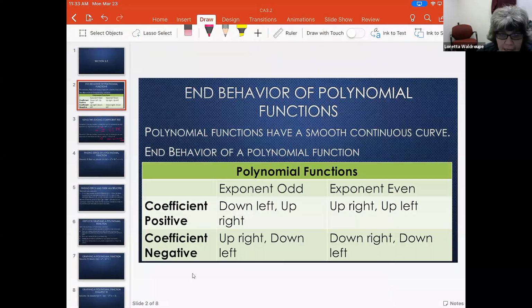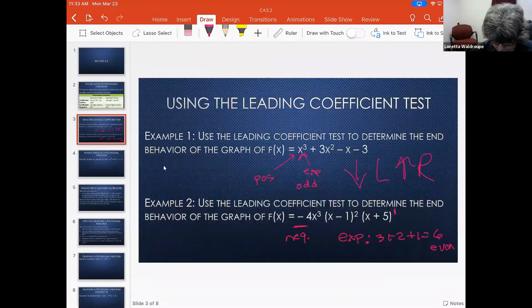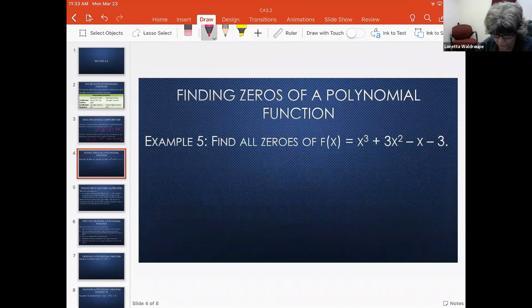So we had negative and even, which is down, down. Okay? Questions on that?